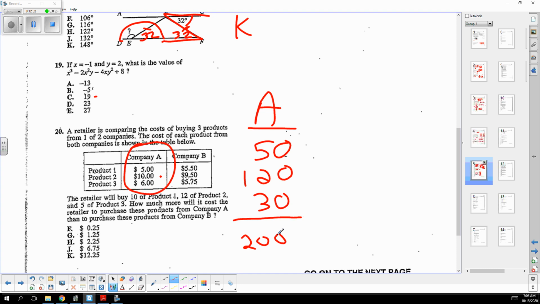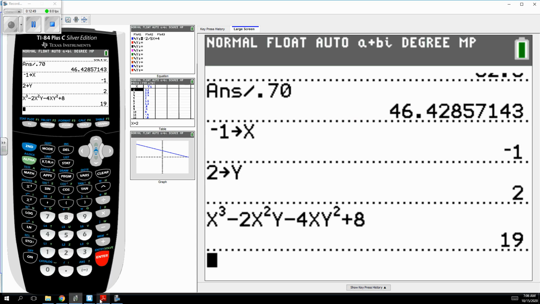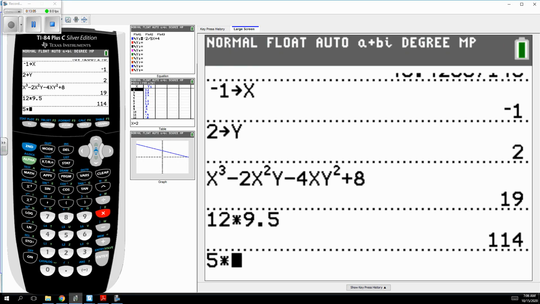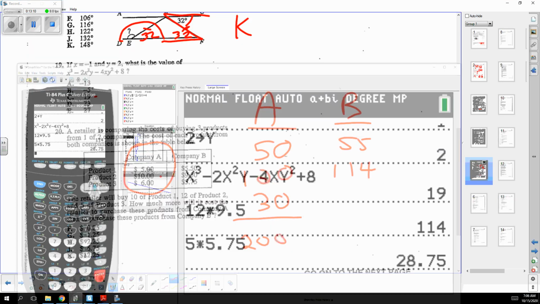Now the other one is going to be harder to do in my head like this. 10 of product 1 is 55, so a little more. What is it? 12 of product 2. So what's 12 times 9.5 is 114. You need to get all these numbers down, of course. And then how many? 5 of product 3. So 5 times 5.75 is 28.75.